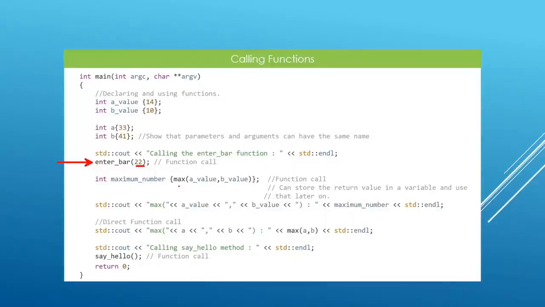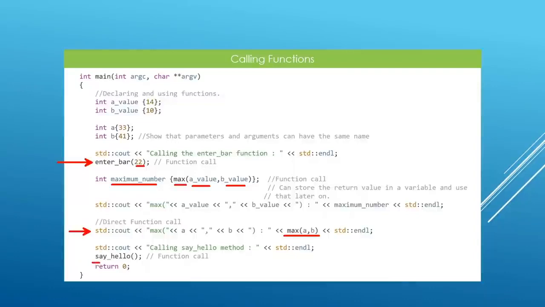Down here, you see we are calling the max function. We are giving it two inputs, a value and b value, and it's going to return something. And the return value of this function is going to be used to initialize this maximum number variable here. This is what we are doing. If we go down, we see that we can call the maximum function directly and use its return value in an std_cout statement here. And this is going to print out the maximum between a and b.